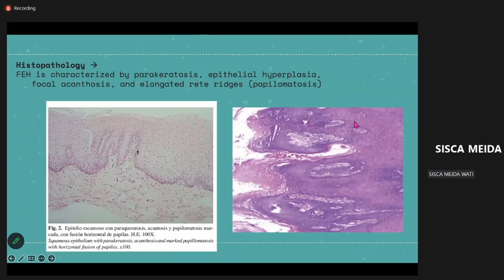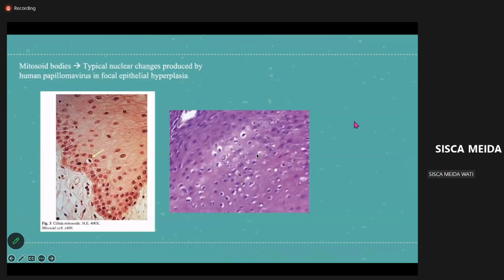And histopathologically, you will see this hyperplastic epithelium and the formation of rete ridges that look like the feet of an elephant. So you will also see parakeratosis of the mucosa. And this is the special feature of the epithelium affected by human papillomavirus, when you can find these mitosoid bodies. This is a typical nuclear change produced by human papillomavirus, like this.